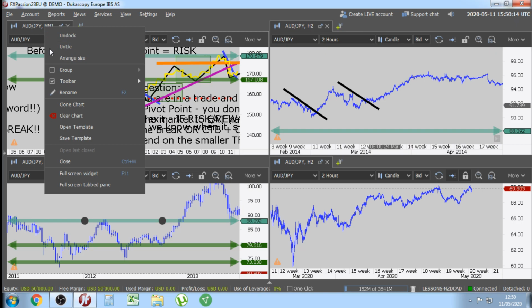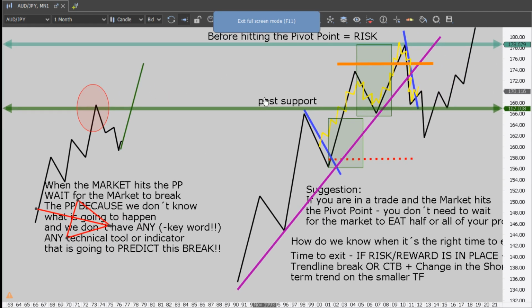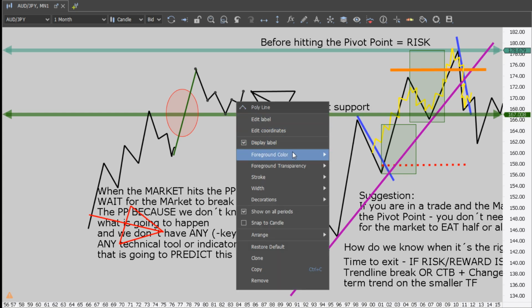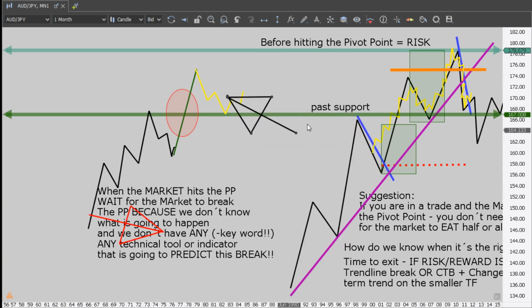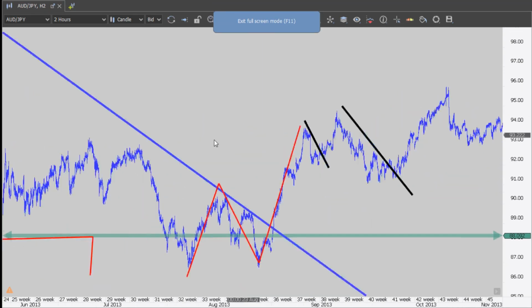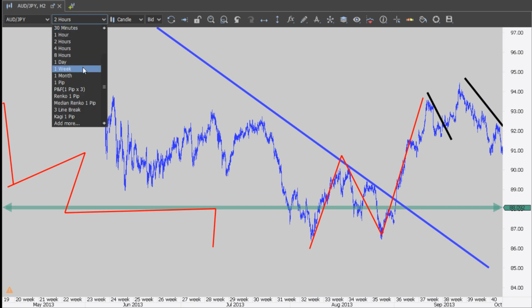And the logic behind this is simply that, as Stoyan mentioned, the market can always do what it wants when it wants, but if you can wait for the market to break the pivot point and retrace and change the short-term trend, you are going to have a higher chance of success. Does this make sense? You can trade everything you want, right? You can trade, let's go back on the daily chart.